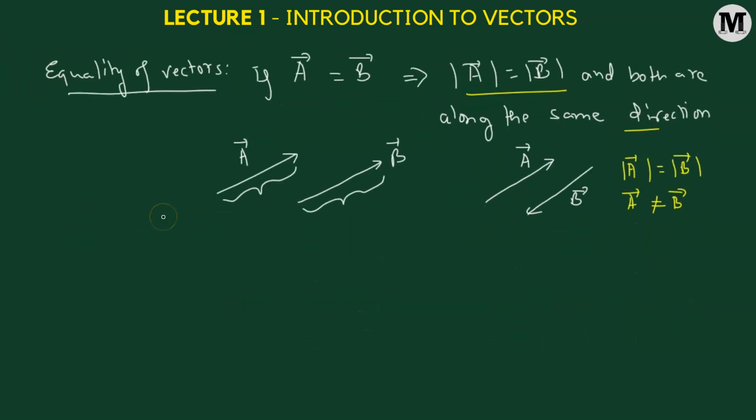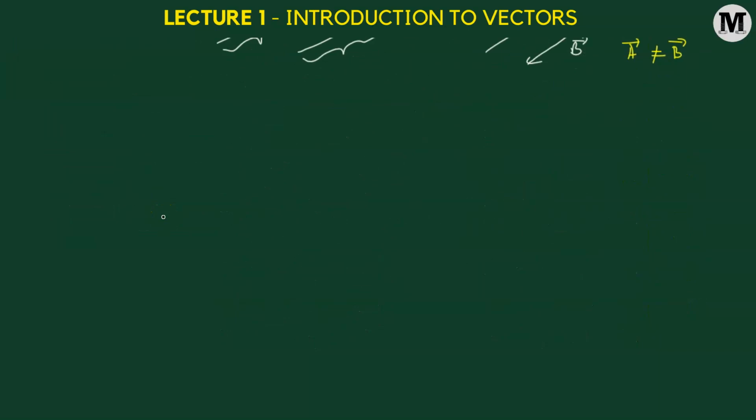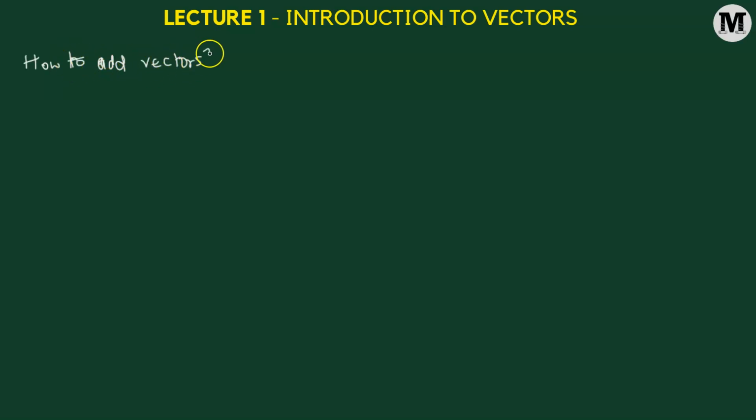Okay, now we have talked about equality of vectors. Moving on, now we'll be understanding how to add vectors. Once we understand addition, then we'll come to the subtraction part. But first, let's try to understand how to add two vectors. We're going to start with two vectors. Let's say we have a vector A and a vector B. Both are in different directions.